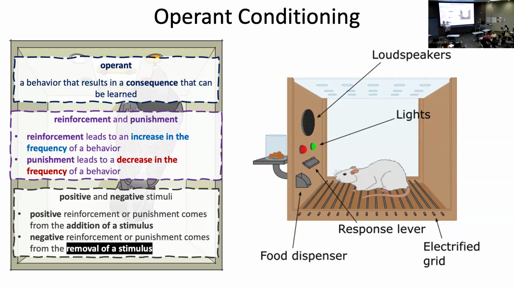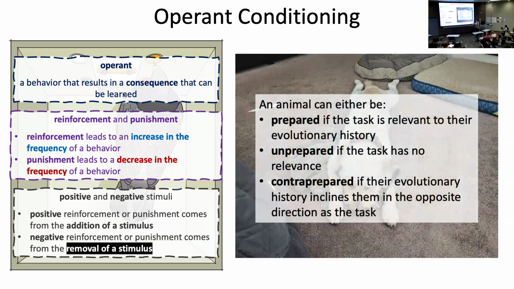Yes. Positive. So positive punishment is adding an aversive stimulus when something bad happens. Great, great. Okay. And then we can talk about how some animals will be prepared: they already do the thing, and we just are trying to get them to do it more. Unprepared, they've never done that before. Contra-prepared, what they would do in nature is opposite to what we want them to do. And that's going to change how quickly, or the ability of them, to learn.